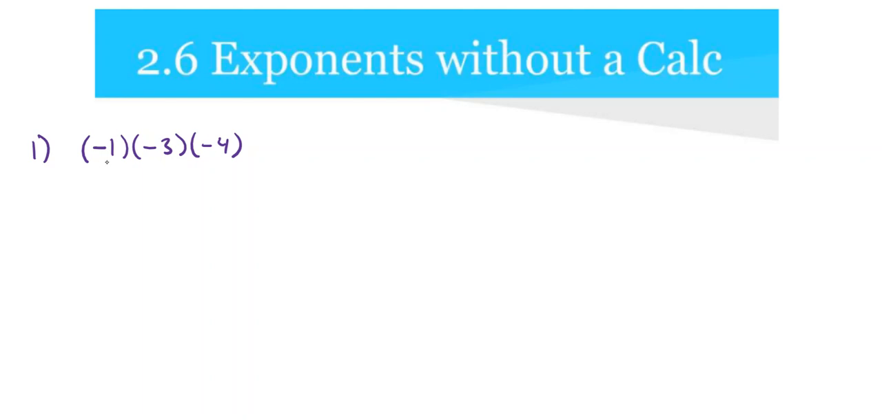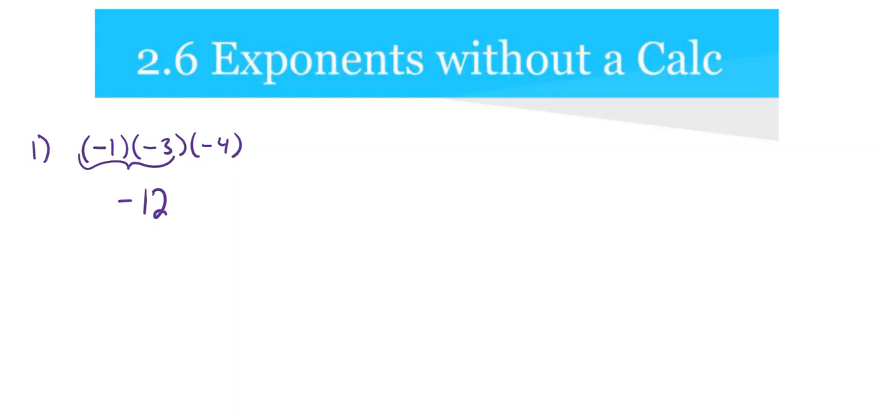Because if the question was without the negatives, if it was just 1 times 3 times 4, that would be 12, right? Because 1 times 3 is 3, and then 3 times 4 is 12. So I know this is going to be 12. But the question is, is it going to be negative or positive? So, what do you guys think? Yeah, it would be negative because a negative and a negative make a positive, and then a positive and a negative make a negative.